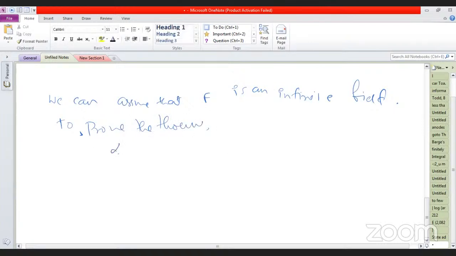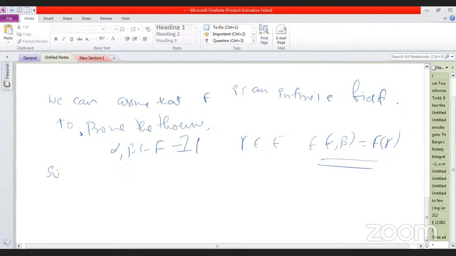We first take alpha, beta belonging to E. There exists gamma belonging to E such that F(alpha, beta) is equal to F(gamma). Suppose alpha, beta, gamma belong to E. Then alpha and beta are algebraic over F.